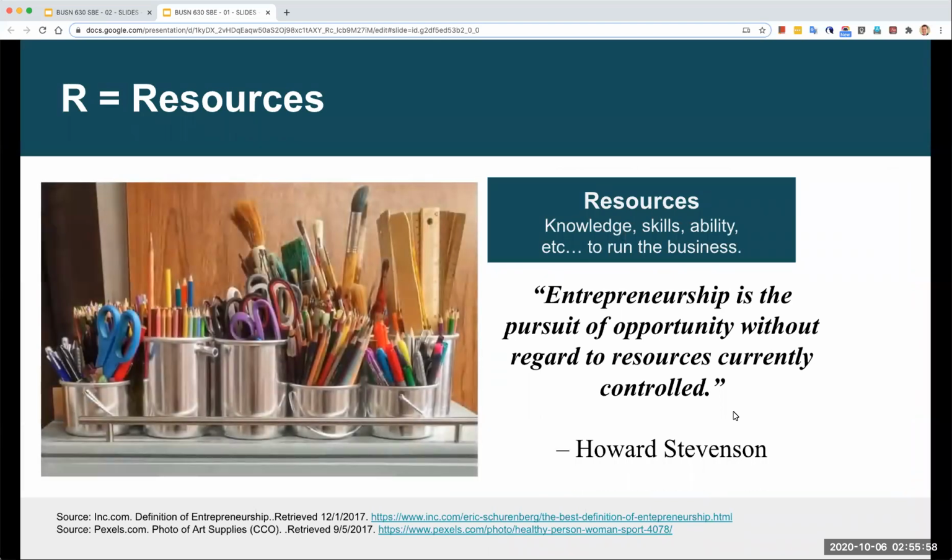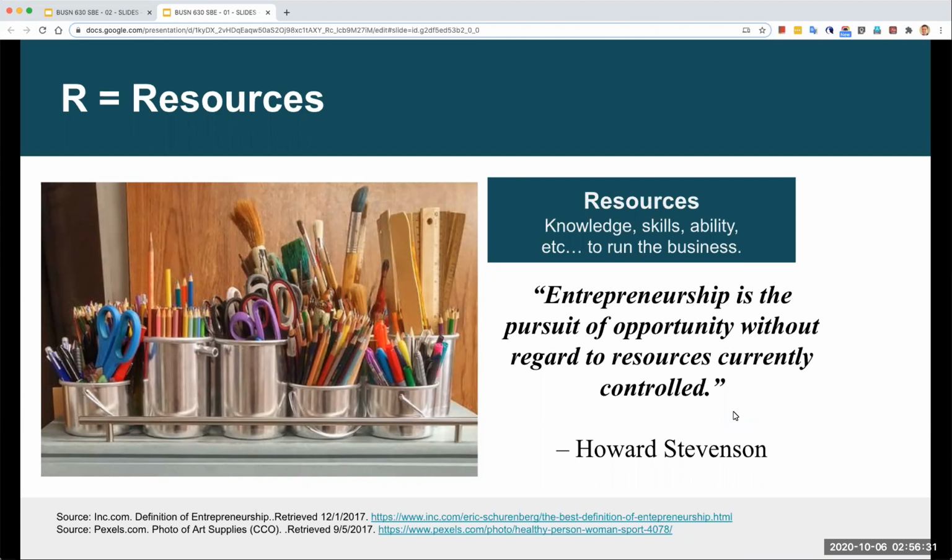R stands for resources. And if we go back to the quote that we discussed in an earlier video, entrepreneurship is the pursuit of opportunity without regard to resources currently controlled. So when we discuss what are the resources currently controlled, if you need money to run a business and you don't have money, so that access to that resource, the money, the funding to start your business is controlled by somebody else.